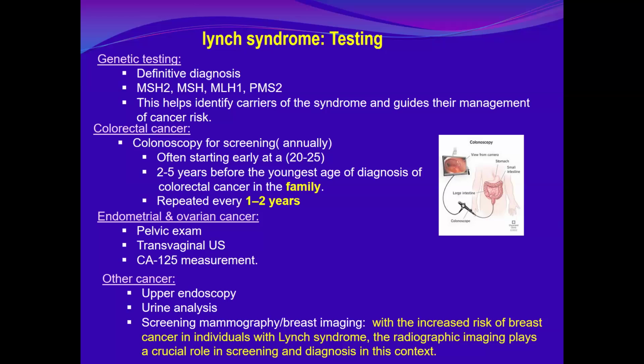So colonoscopy for screening annually is recommended, starting at the age of 20 to 25, but it can be earlier, by 2 to 5 years before the youngest age of diagnosis of colorectal cancer in the family. And if the youngest age in the family was 20, they might start at the age of 15. And it should be repeated every 1 to 2 years.